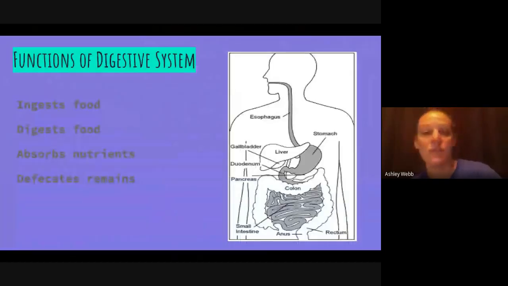Some functions of the digestive system: it ingests food, takes it in, it digests food, breaks it down into the nutrient molecules, it absorbs the nutrients, taking them into the bloodstream and then having them delivered to all the cells, and then it defecates remains, or rids the body of the indigestible parts.